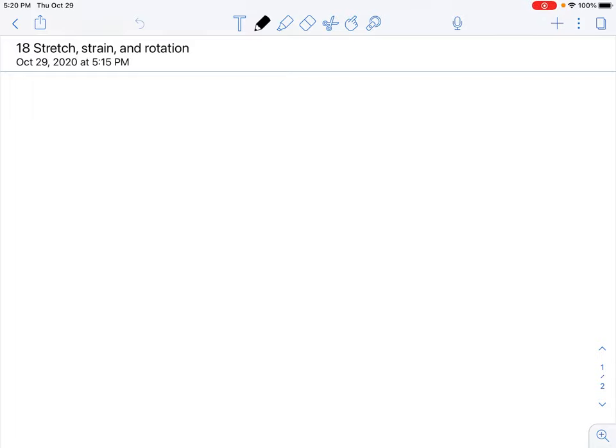Hey everyone, we're going to talk about stretch, strain, and rotation today in the course of our discussion of kinematics. These are all going to come from the deformation gradient, and they describe locally how we're smushing and stretching and rotating the material. So we're going to start with the polar decomposition of the deformation gradient.